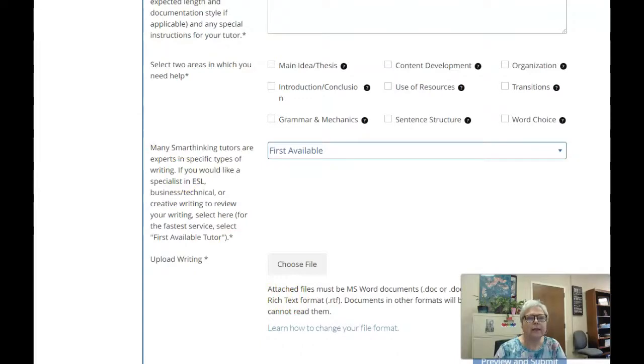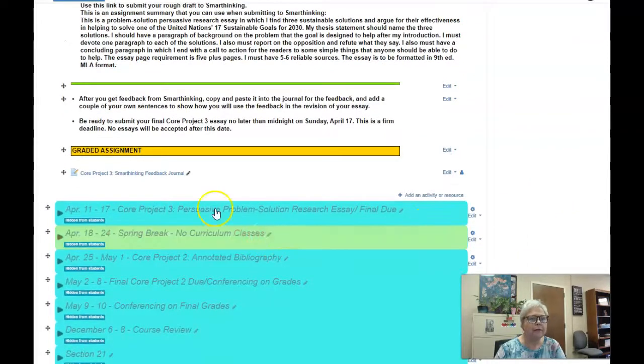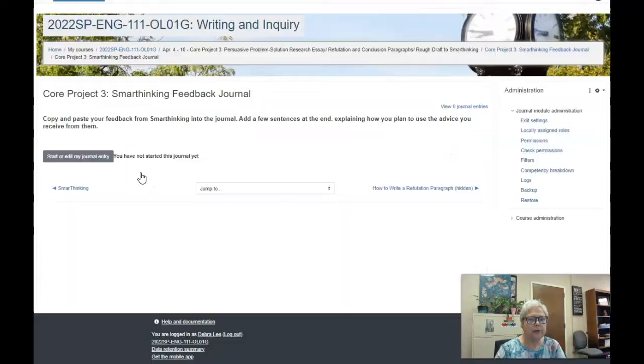Okay, so that is what we're doing for this week. Get it all put together, submit it to Smart Thinking, and when you hear back from Smart Thinking, here's the journal for you to put your information in, the same way you did when we did Core Project 1. And there it is right there for you to do. It says copy and paste your Smart Thinking feedback into the journal and add a few sentences at the end explaining how you plan to use the advice you receive from the Smart Thinking folks. So that's what you need to do this week.